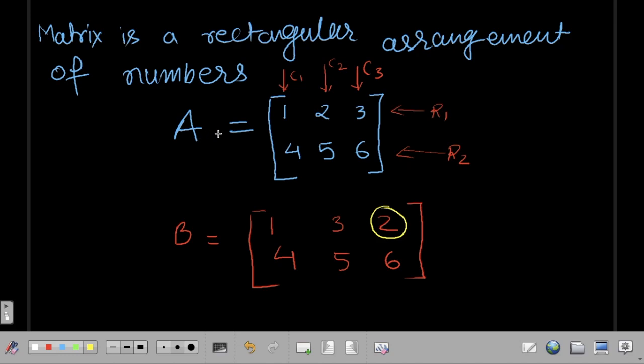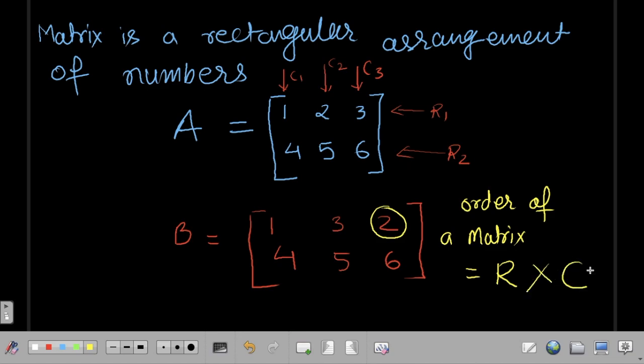Now there is one more thing in the notation: a matrix is basically represented with its order. So let me write it down here. Order of a matrix is equal to the number of rows times the number of columns. How many rows are there in matrix A? There are two rows. So this is a 2 times 3 matrix, or a 2 by 3 matrix we say. So A is a 2 by 3 matrix.